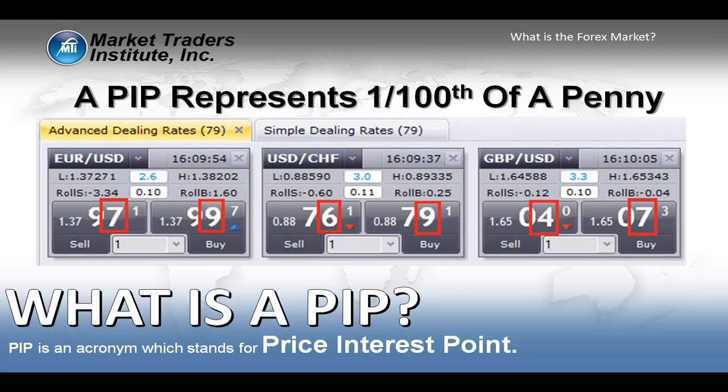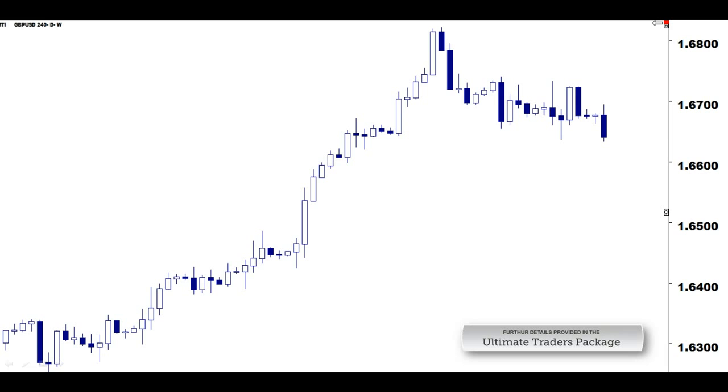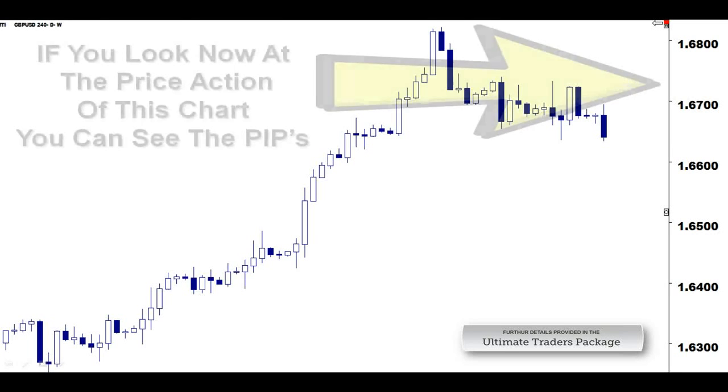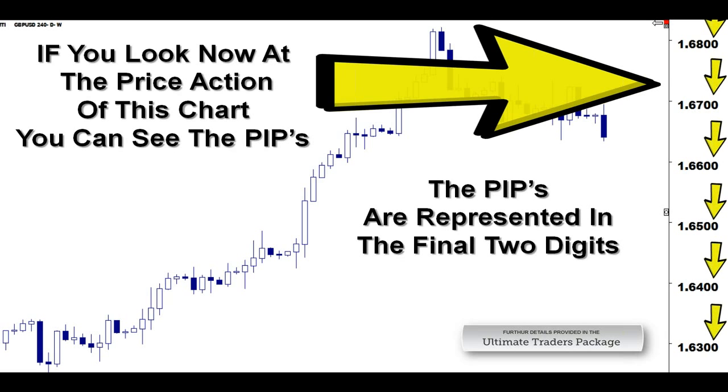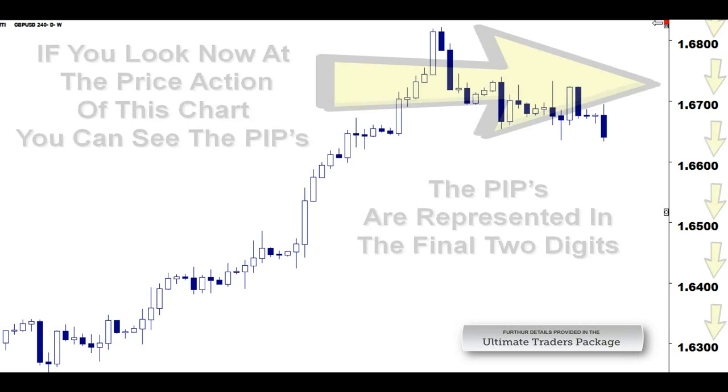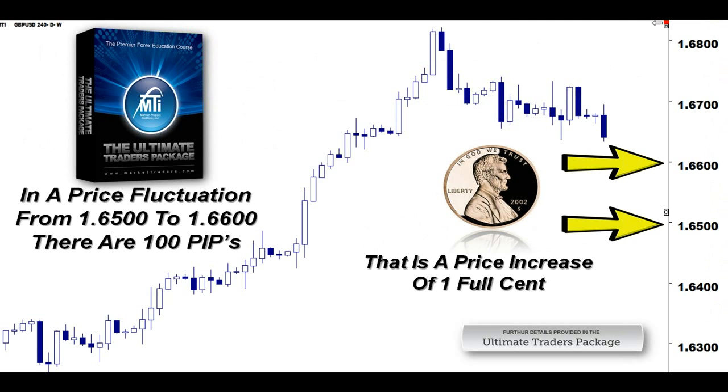Now, as I start showing you the way this actually works, okay, you're all going to have questions about the way you can actually do this, all right? And we will be covering that. However, if you look now at the price action of this chart on the right-hand side of your screen, you can see the pips, all right? The pips are represented in the final 2 digits of these numbers. Now, in a price fluctuation, if this market were to move from 1.65 to 1.66, that is a 1 full cent increase. And at the same time in the Forex market, that is a 100 pip increase. All right? Does everyone understand that?